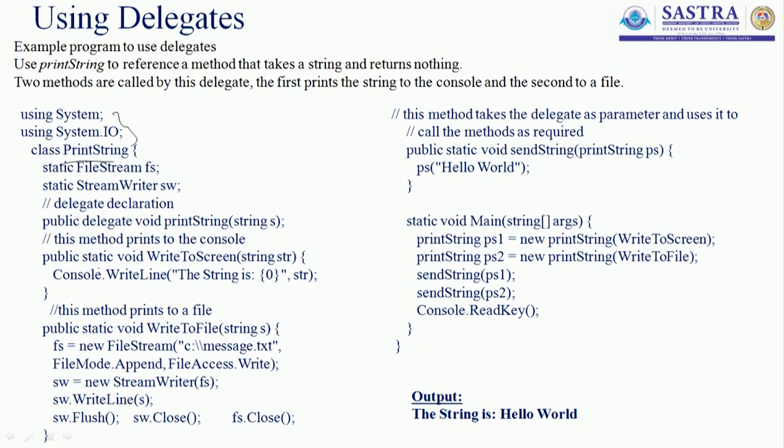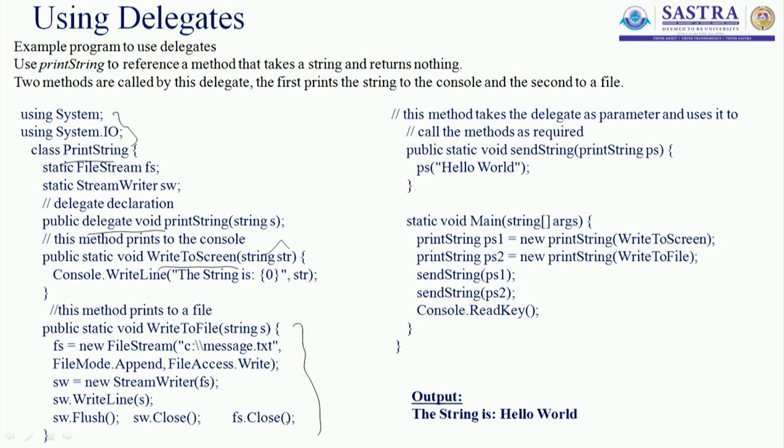So we are doing something like write to screen, a method has been called. Prior to that, we should think about how a delegate can be declared, right? Something like delegate void print string. So we have declared a delegate, and then we are calling a method called write to screen, and we are passing an argument called string, right? And then you can see the definition of that function.